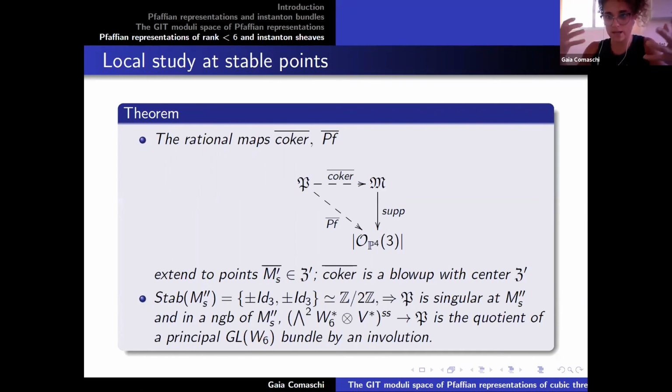So in other words, what we are saying is that the stable points in the locus Z describe exactly those sheaves that allow us to obtain instanton sheaves in the boundary of the moduli space of instanton sheaves. So these components describe the sheaves from which we get the boundary of the moduli space of instantons by elementary transformation.